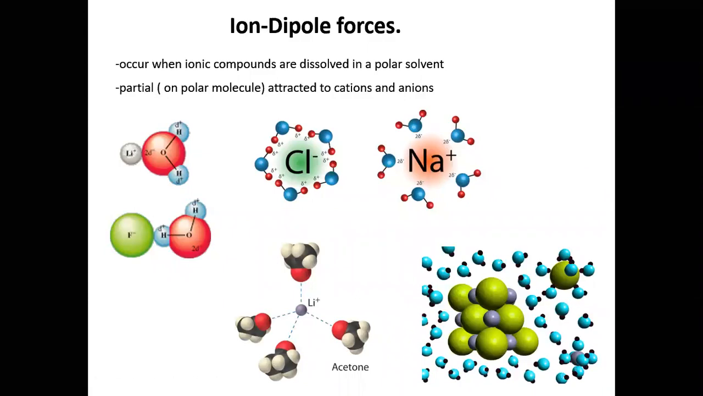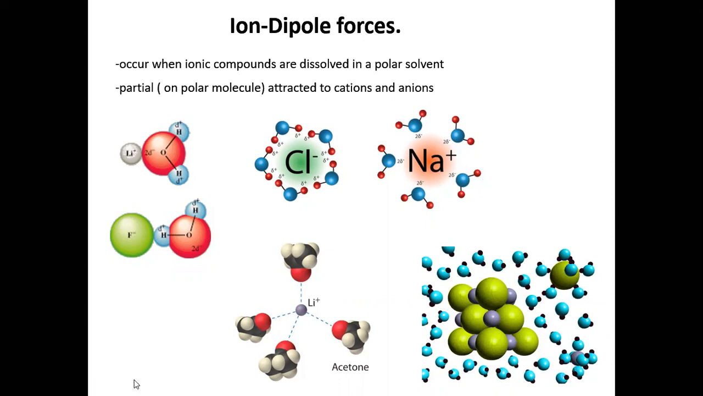So when we get to ion-dipole forces, the main combination of compounds that gives you ion-dipole forces is when we dissolve an ionic compound in a polar solvent. So again, for ion-dipole forces to be present, you need to have an ionic compound and a polar solvent. And the polar molecule will be attracted to the cations and anions based on which side of the polar molecule is positive and which side of the polar molecule is negative.